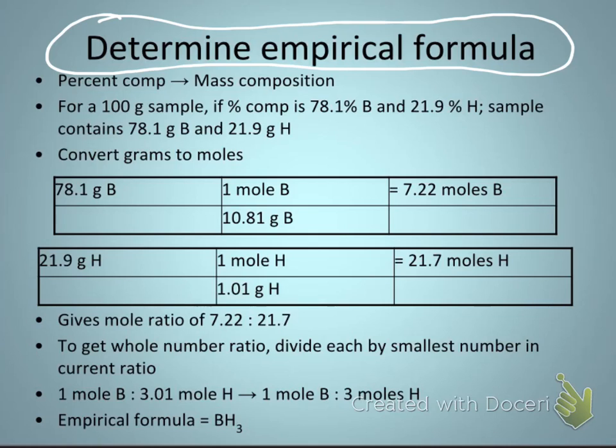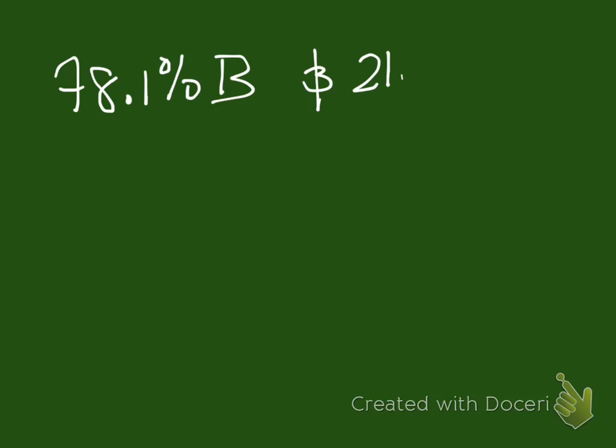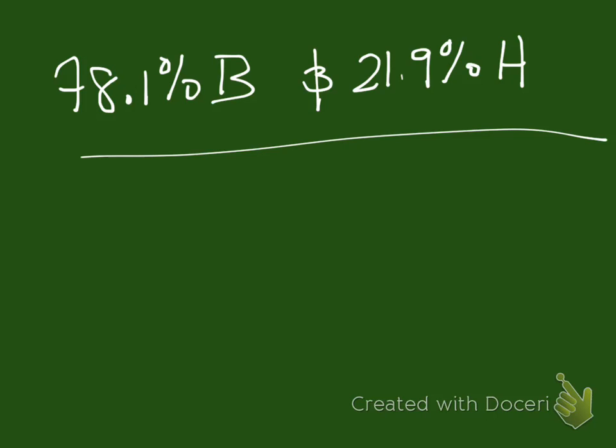We'll do this one, but we'll do it by hand. This is the one that's illustrated in your slide, but we're going to walk through it by hand. So some unknown sample comes back. And this unknown sample, we're told, is 78.1% boron and 21.9% hydrogen. This is all the information you get from the Mars rover or whatever.